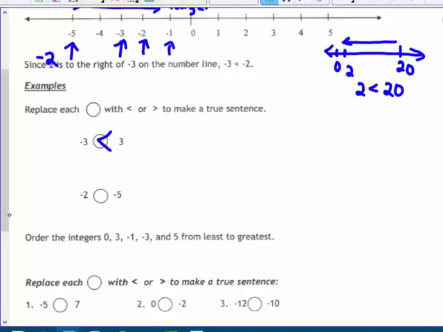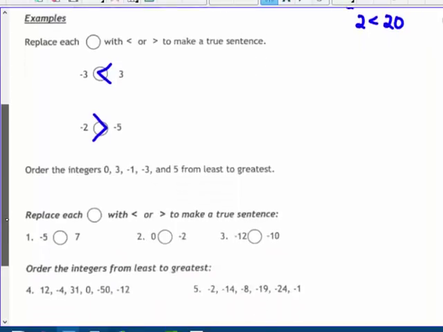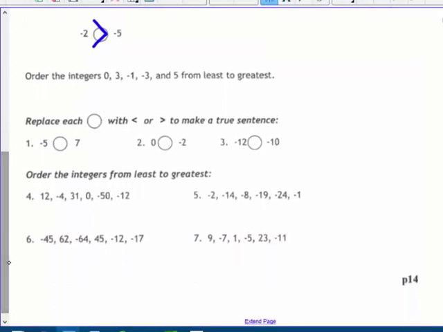-2 is right, and it's closer to 0 than -5. -2 is greater than -5. Order the integers 0, 3, -1, -3, and 5 from least to greatest. Least would be -3, then -1, then 0, then +3, and +5 would be the greatest.